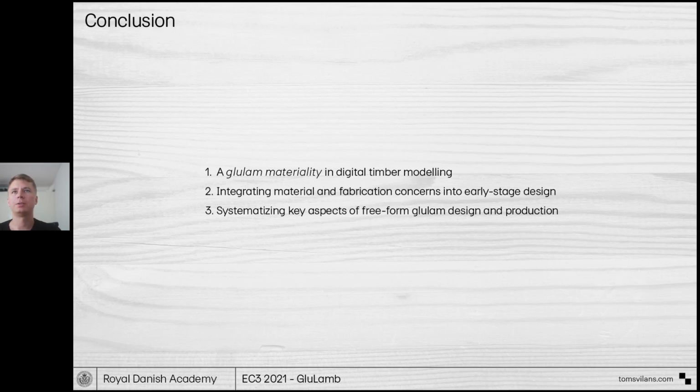The key offering is an integration of material and fabrication concerns into early and fluid design stages that help to highlight downstream risk and complexity. The future ambition of this work is to continue to systematize key aspects of freeform GluLam design and production in order to mitigate some of the risk and complexity present in the development and construction of complex timber structures. Lowering these barriers would allow the design space of freeform timber structures to be explored more easily, fluidly, and ultimately more imaginatively.